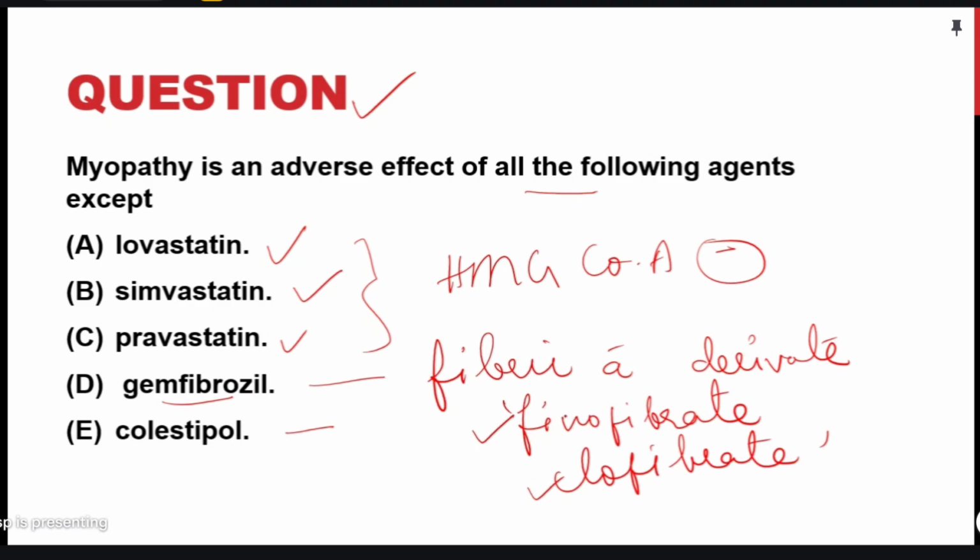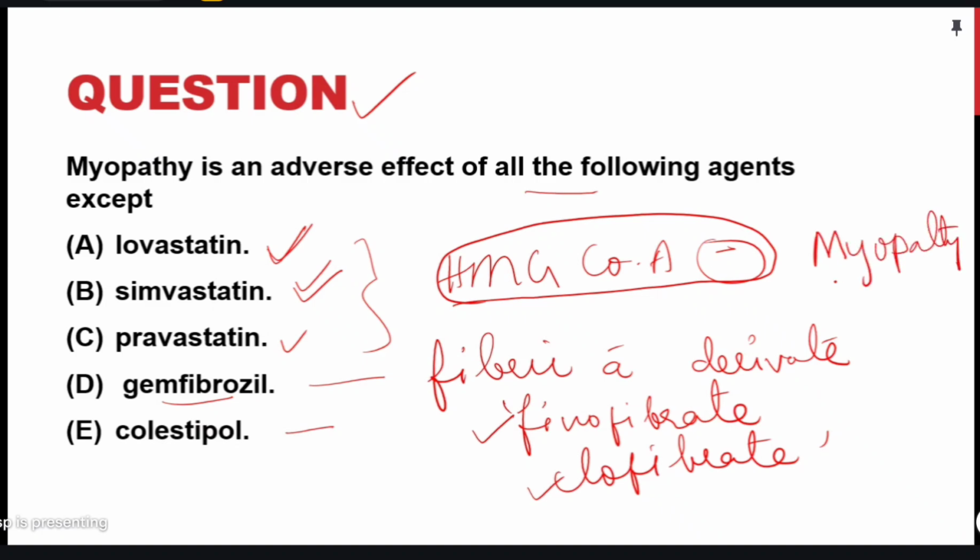One thing you have to remember, all HMG CoA inhibitors, lovastatin, simvastatin, atorvastatin, pravastatin, rosuvastatin, all these drugs will cause myopathy. Remember this point. So myopathy is one of the muscle disorders. Usually, in most of the cases, some drugs will cause destruction of muscles, which is called myopathy, and with that it increases myoglobin concentration and creatine kinase and creatinine in the blood, and myopathy is always associated with rhabdomyolysis. Remember this point.